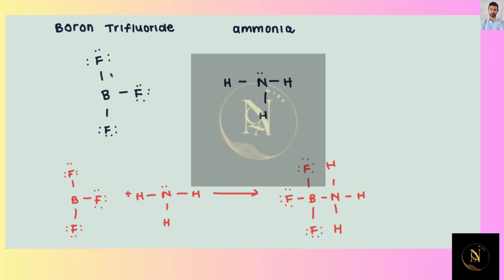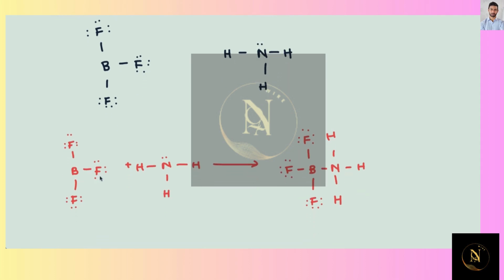So boron trifluoride looks like this. We have our central boron atom bound to 3 fluorine atoms, and all of the fluorine atoms have 3 lone pairs because they have a total of 7 valence electrons that they have to meet. Now, ammonia, we see a central nitrogen bound to 3 hydrogens, but we have a lone pair on that nitrogen atom. Now, what's going to happen when we add these two compounds together?